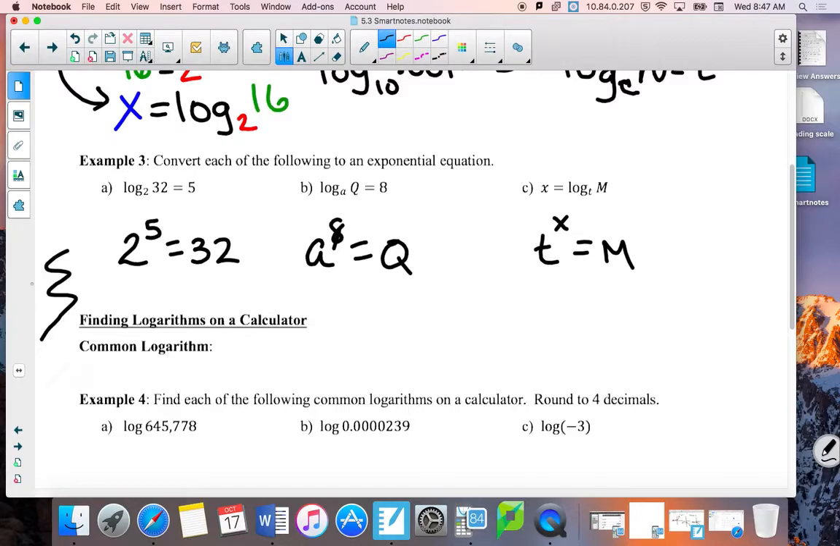So really just practicing understanding how to go from a log to an exponential and from an exponential to a log.